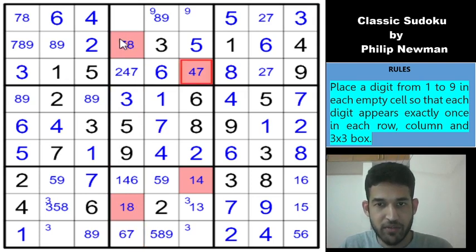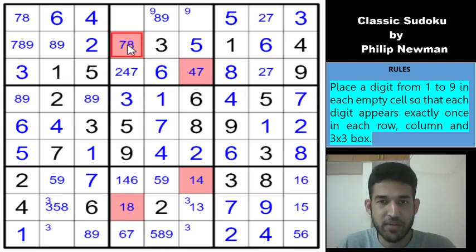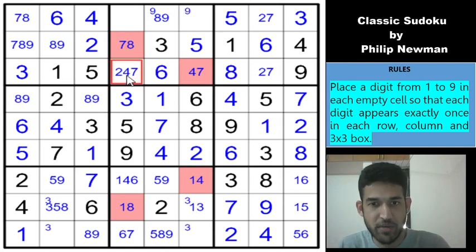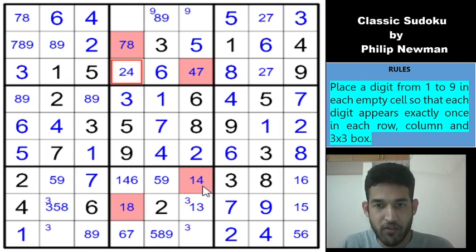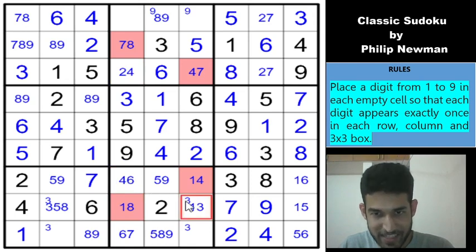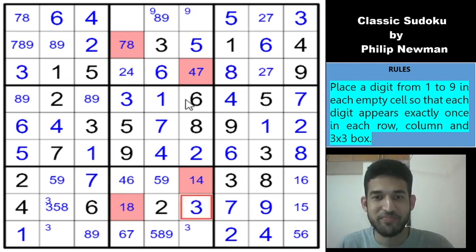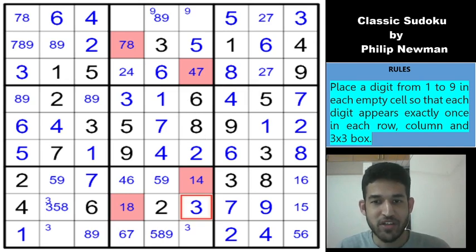And 7 is between these 2 cells. You can just imagine what happens if 7 is not here, and just work out with these 4 cells. You will get a contradiction. So 7 must be in these 2 cells. So 7 is eliminated from here. 1 must be in these 2 cells. So 1 is eliminated from here, and that gives a 3 here. Beautiful, guys. I just love this classic Sudoku.